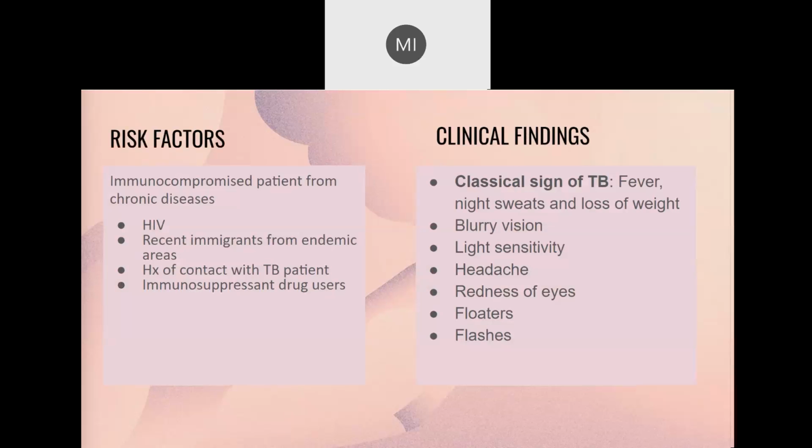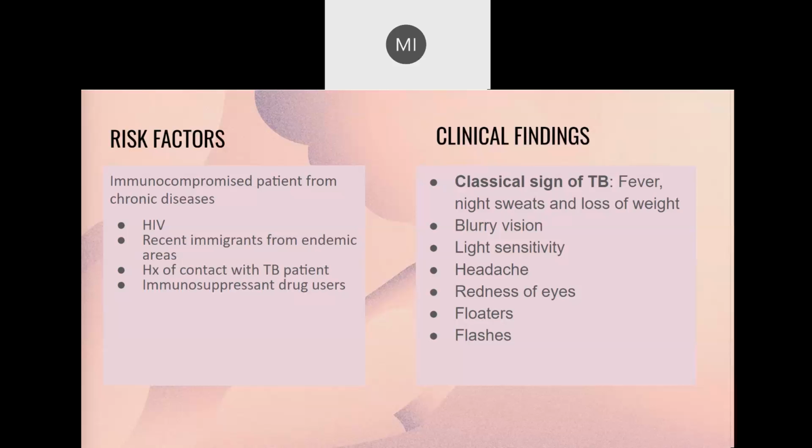Just a brief on the risk factors and the clinical findings. Certain risk factors that predispose individuals toward intraocular TB include immunocompromised patients from chronic disease, HIV infection, or use of immunosuppressant drugs. Recent immigrants from endemic areas and also history of contact with TB-infected personnel are also risk factors for a patient to get TB infection.